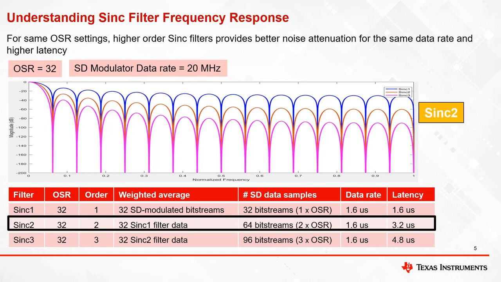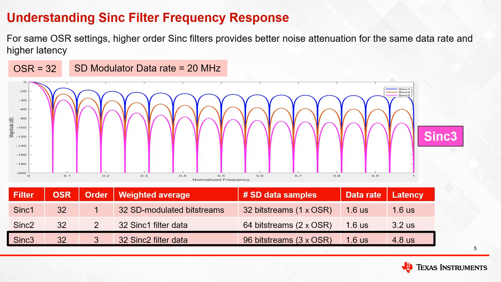Sinc 2 filter output is weighted average of 32 Sinc 1 filter data. Sinc 2 filter provides better resolution when compared to Sinc 1 because it averages Sinc 1 filter data, which is already an average of SD modulated bit streams. This is the reason why Sinc 2 shows lesser stop band ripple when compared to Sinc 1.